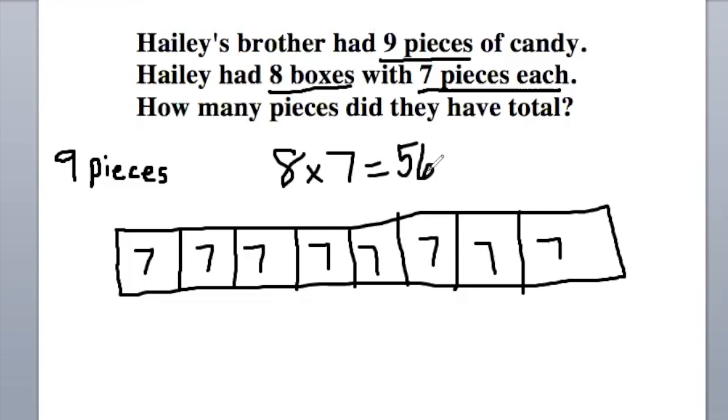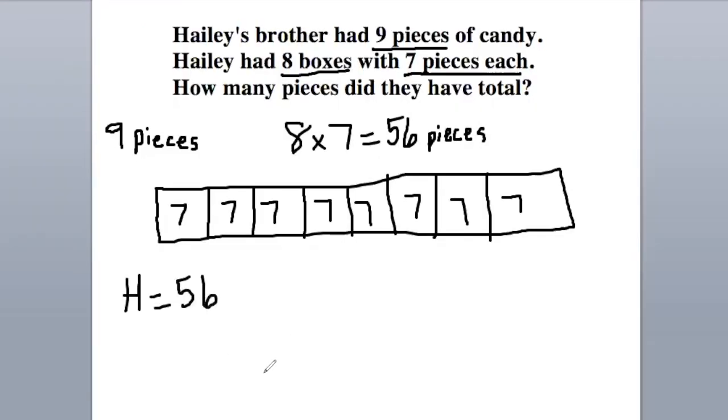I'm going to edit the pieces part because I know I can't write that very well. Voila, there we go. Now we know Haley has, we're going to write that for H, Haley has 56. And her brother, we're going to label that B, has 9. So what do we do here to find the total? Pretty simple. There's a pattern for every single problem that we've been doing. We multiplied. Now we're probably going to add.